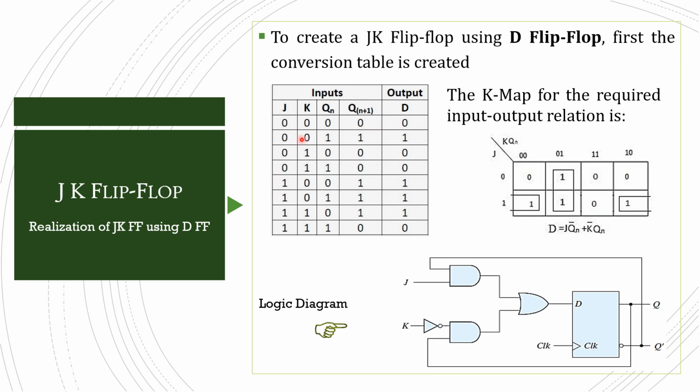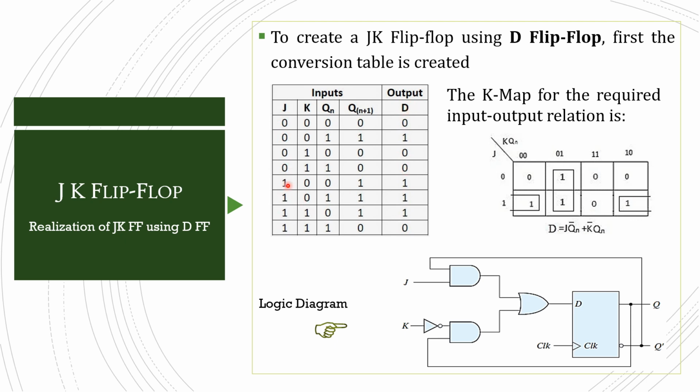For the 0, 0 combination, if the previous state is 1 and the next state required is 1, then the D input should be 1. Then for the 0, 1 combination, that means the reset state, right? So if Qn is equal to 0, then Qn plus 1 is equal to 0. If Qn is equal to 1, then Qn plus 1 should move to the reset state, the 0 state. Since we need the 0 state, the D value should also be 0.